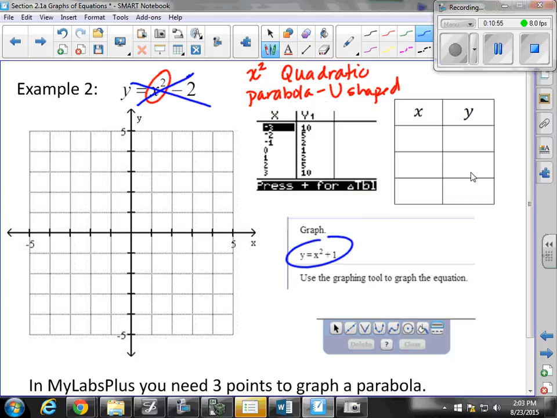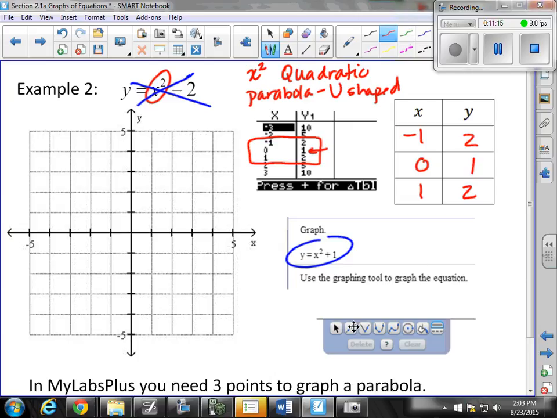So the points that I need to graph the parabola, since I need 3 points, I'm going to choose that lowest y value. I'm going to use those 3 points right there. So I'm going to do -1, 2, 0, 1, and 1, 2.